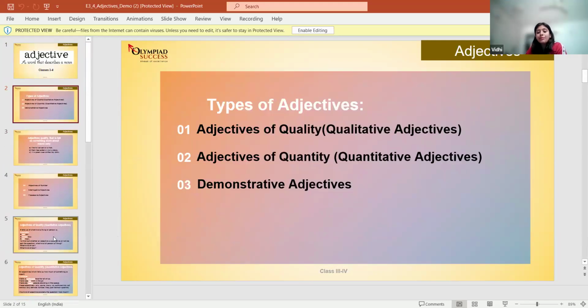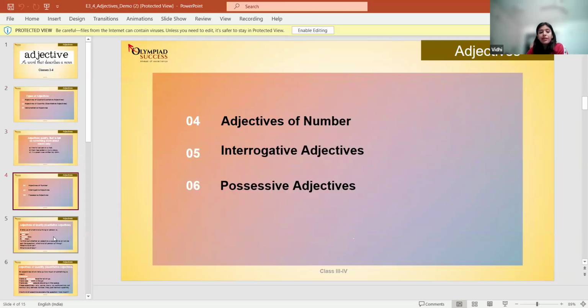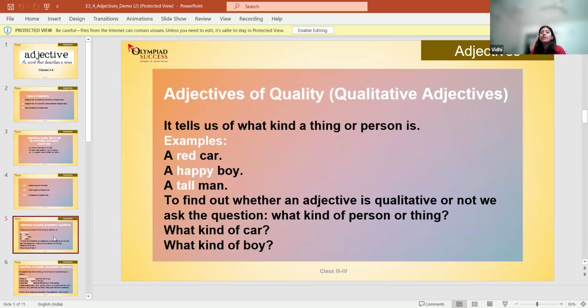Fine. So the types are quality, quantitative, demonstrative, interrogative, possessive, number. So when it tells us the quality of a particular thing or a person, they are adjectives of quality. To find out whether an adjective is qualitative, we will ask what kind of a person or what kind of a thing.